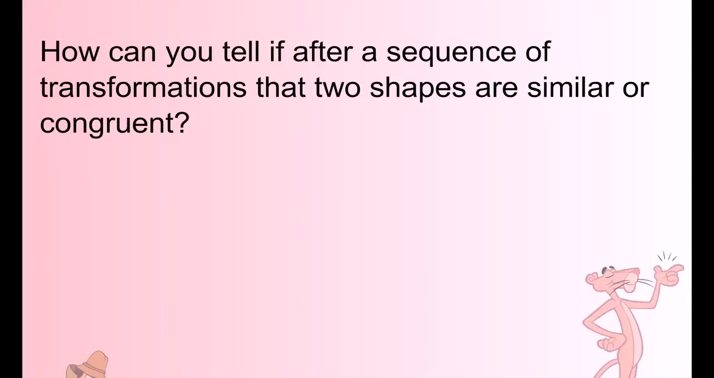So how can you tell if, after a sequence of transformations, two shapes are similar or congruent? What's the difference between similar and congruent is what this question is really asking. Similar shapes are two shapes that are the same shape but a different size. So similar figures happen if a dilation took place. Congruent figures happen if there was no dilation, if it was just those rigid transformations.